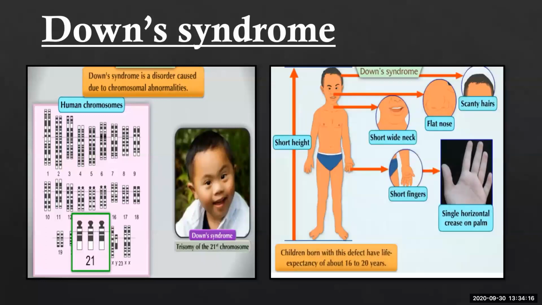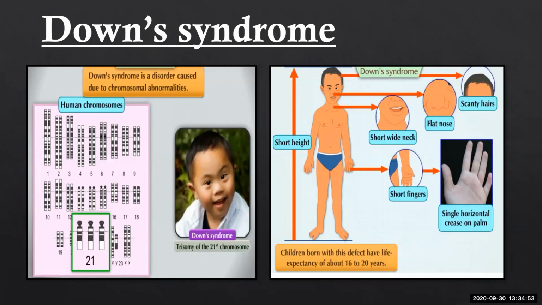Children suffering from Down syndrome are usually mentally retarded and have a short lifespan. Short lifespan means cannot live for longer. Mental retardation is the most prominent characteristic, and they include the short height. The height is short, short wide neck, flat nose, short fingers, scanty hair, single horizontal crease on palm. You can see in the picture, and a life expectancy of about 16 to 20 years, means they can live up to 16 to 20 years only.